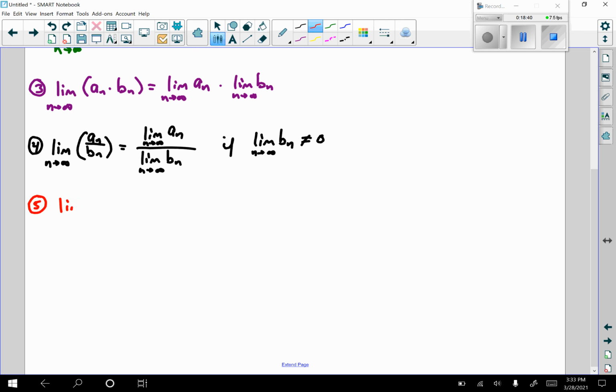In our fifth one, the limit of a power of a term of the sequence is the same as the entire limit of the sequence raised to that power. So we'll say a sub n raised to the power p. So this is the same as the entire limit of a sub n as n approaches infinity to that power.